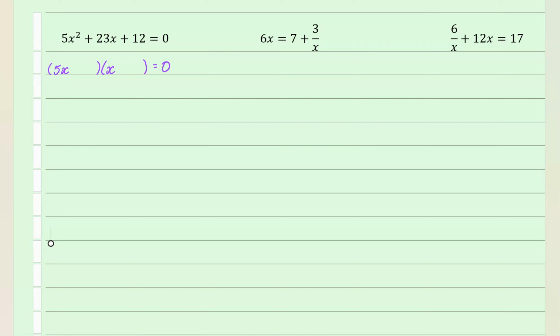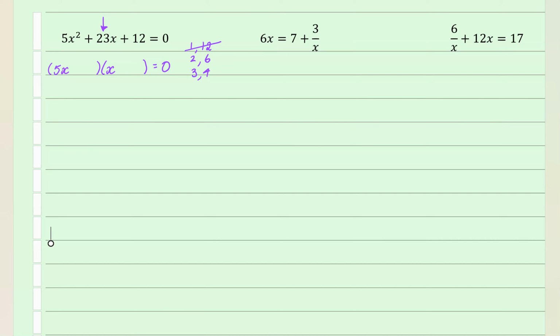So the only way we can get 5x squared is to have 5x times x. What are my factors of 12? So I've got 1 and 12, 2 and 6, and 3 and 4. And what we're looking for is, can I times these together in order to get 23? Now, what do we think about 1 and 12? 5 12s are 60, or if I put the 12 here and the 1, 12 plus 5, it's just not going to work. So that's out of the game, right?